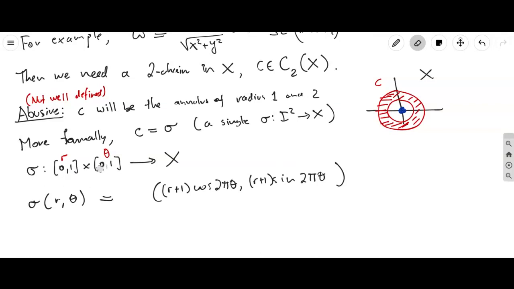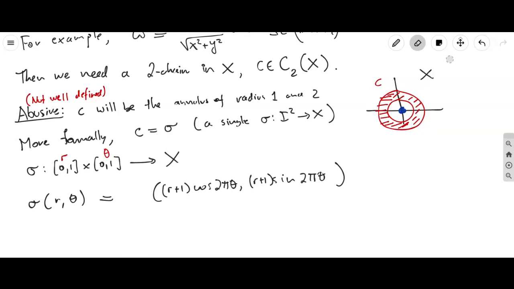This is a smooth function because it could be extended, right? You can easily extend this on all of R2. You're just restricting it to the square, but this function extends smoothly to all of R2. So this is a smooth mapping into X, and this is the rule for the mapping. So that's our chain. It's just a single mapping.